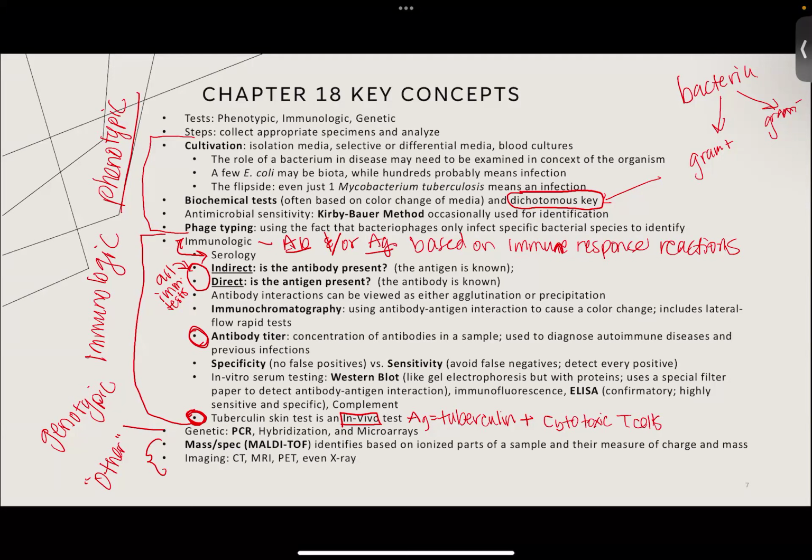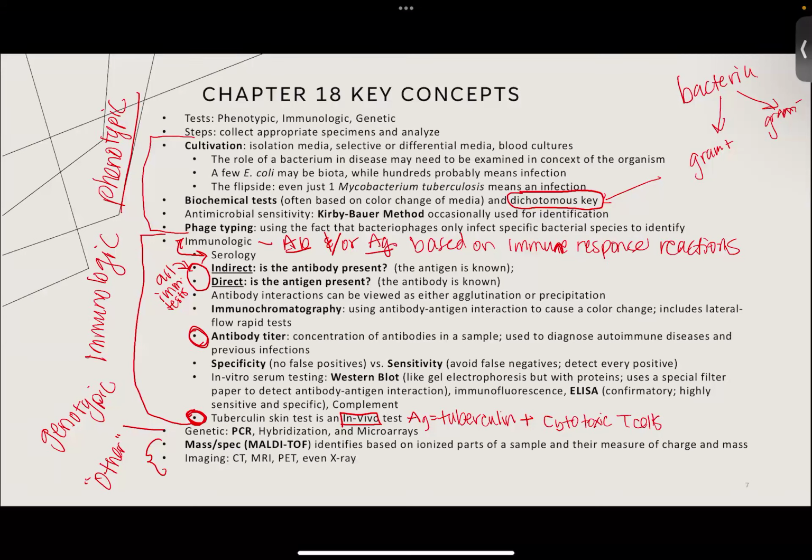Immunofluorescence is labeling antibodies with a fluorescent molecule so that we can see if they bind to a sample or not, and by looking at them, if they fluoresce when we shine a laser at them. So it's using antibody antigen interactions and looking for the actual visible fluorescence.